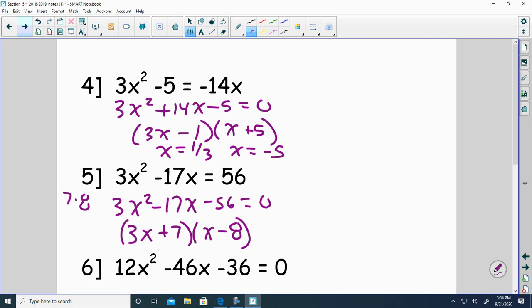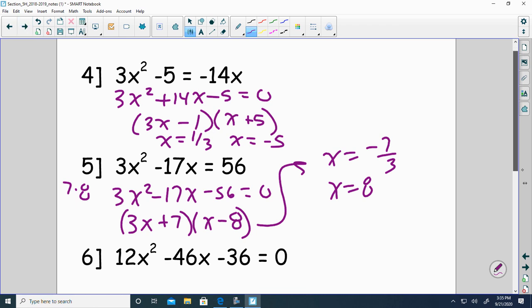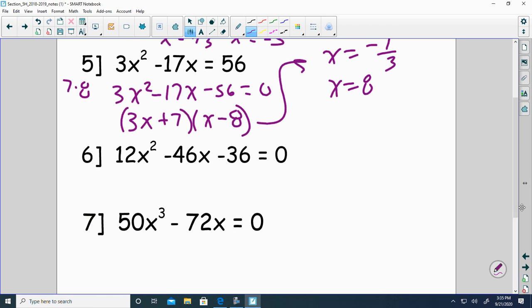If I multiply the outside, I get negative 24. If I multiply the inside, I get 7x. Negative 24 plus 7 is negative 17. Perfect. Set those equal to 0. So you're going to subtract 7, divide by 3, and then add 8. Again, happy to go over questions.